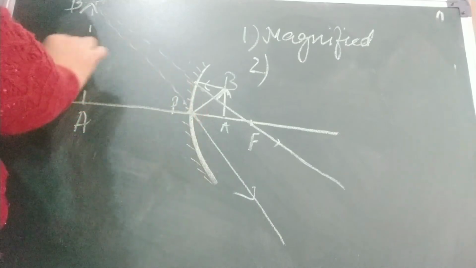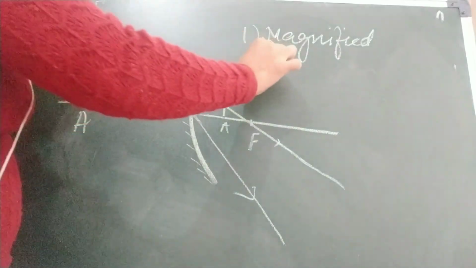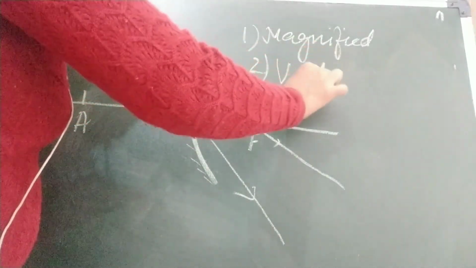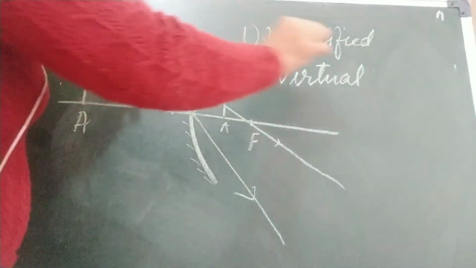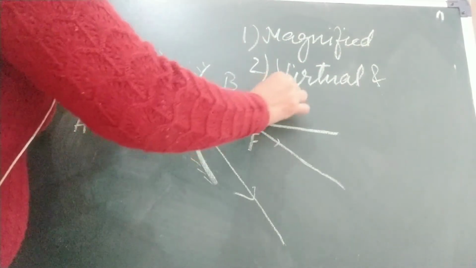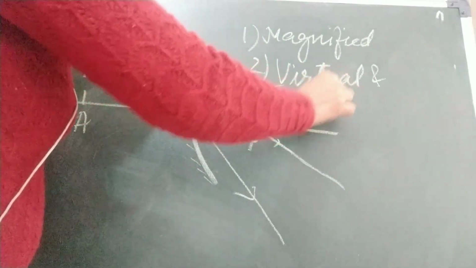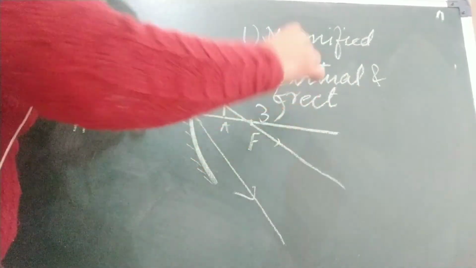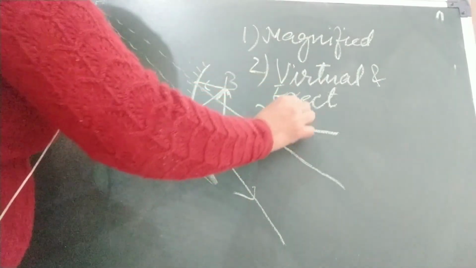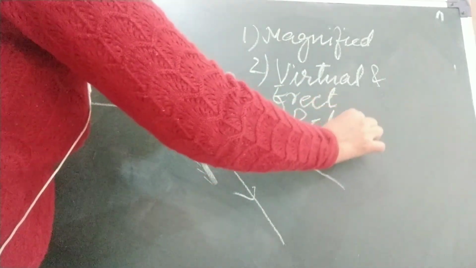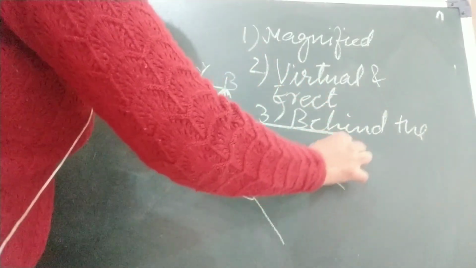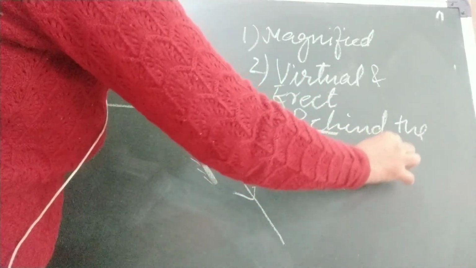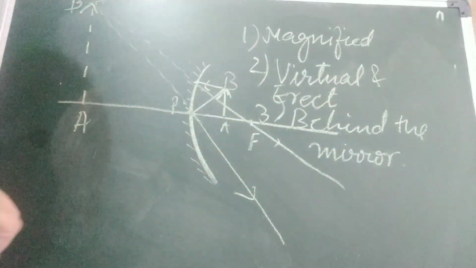Second thing, virtual, because it is forming at the back side of the mirror, so it is now virtual. We cannot get it on screen. Virtual and erect. Erect. Where is it forming? Where is it forming? Behind the mirror. Behind the mirror. Children, do the practice by seeing this.